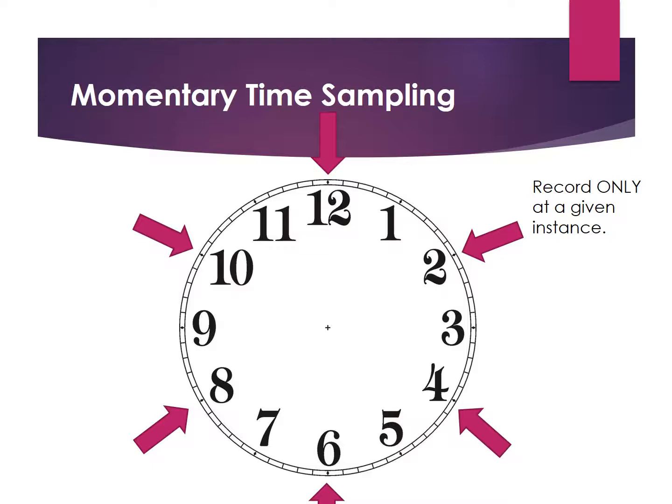So every 10 seconds, a beeper will go off, beep, look at the student to see if the student's engaged or not engaged and record on your recording system. Then another 10 seconds lapses, beep, I look at the student, see if they're engaged or not engaged. And this is going to happen throughout the duration of the observation.